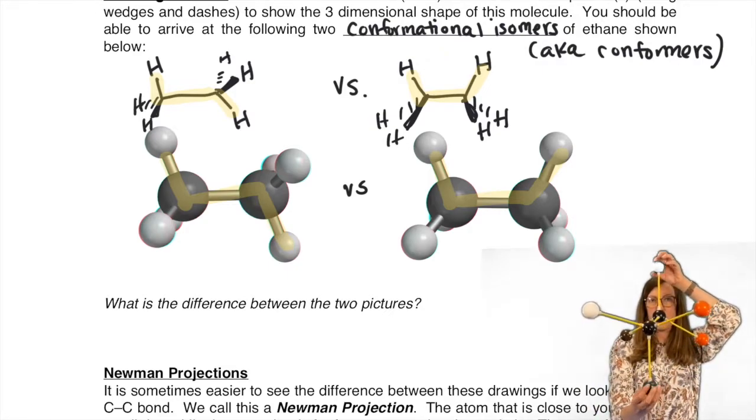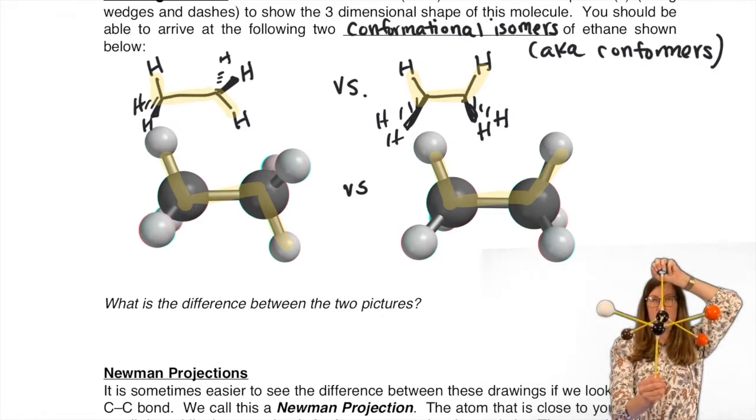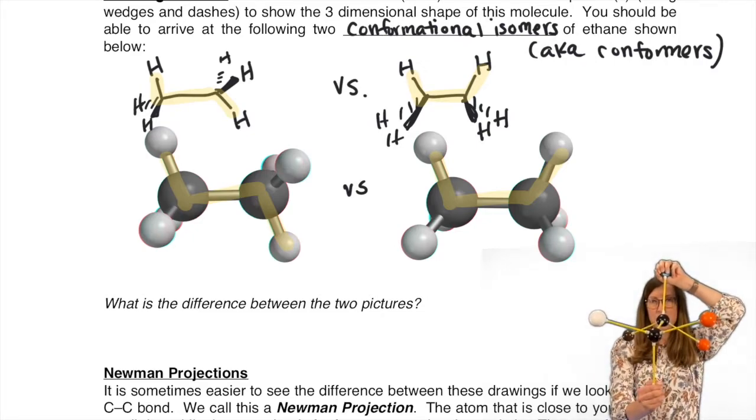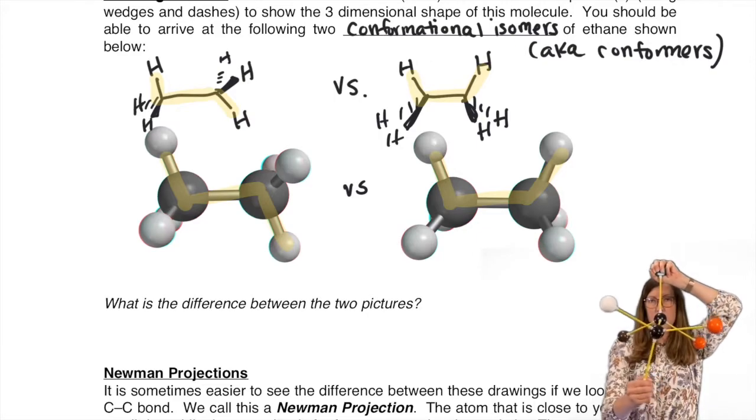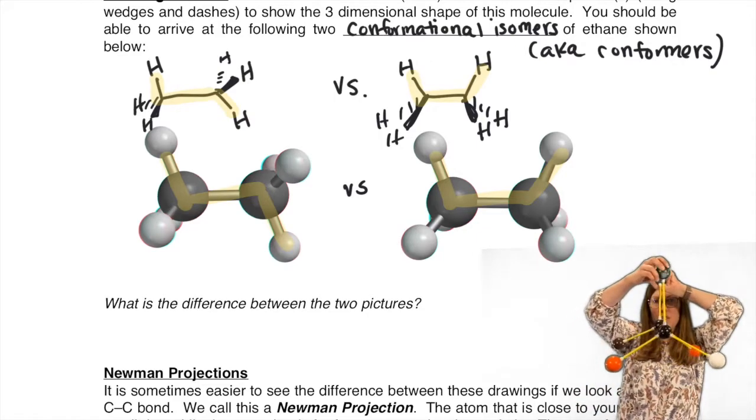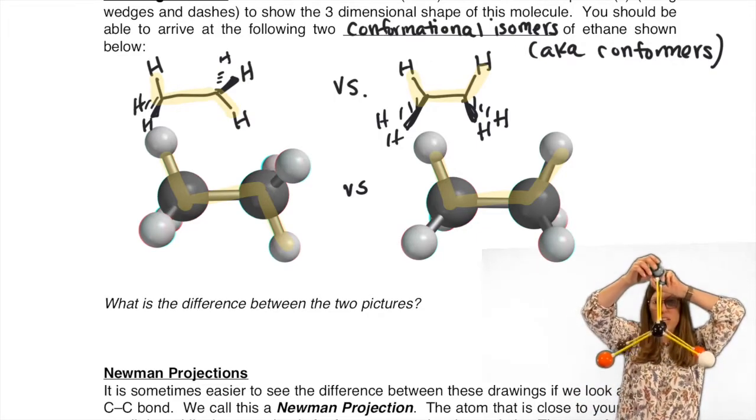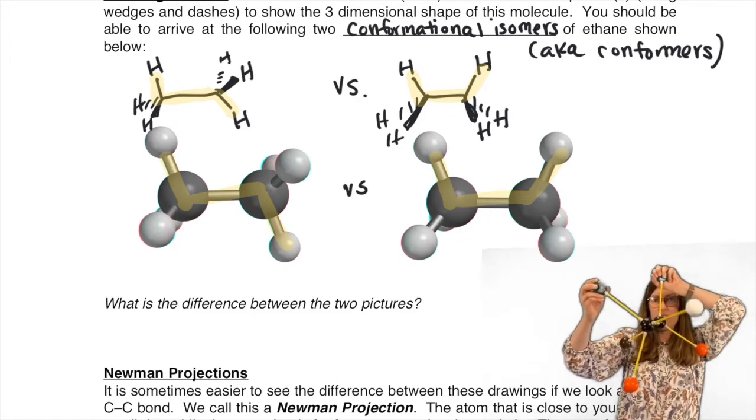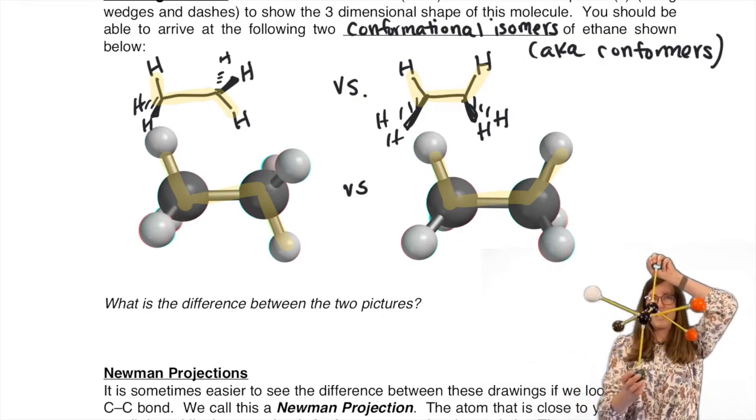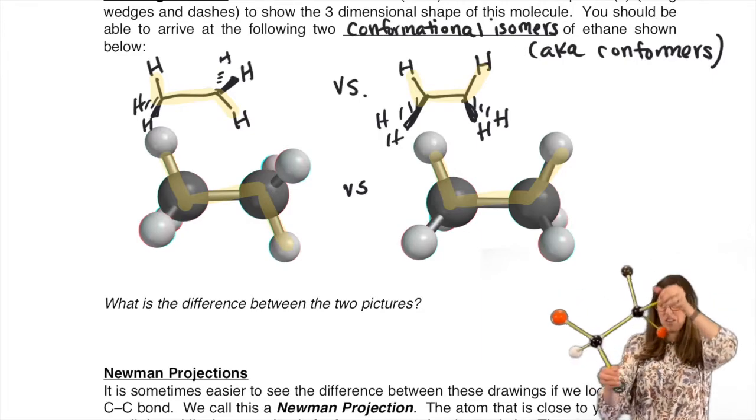Furthermore, the fact that these are on opposite sides, the ones that are my point of reference, we say these green ones are anti to each other when they're completely opposite sides. But there's lots of ways to have eclipsed and staggered. So those are the only two positions we're going to look at. Eclipsed, staggered.